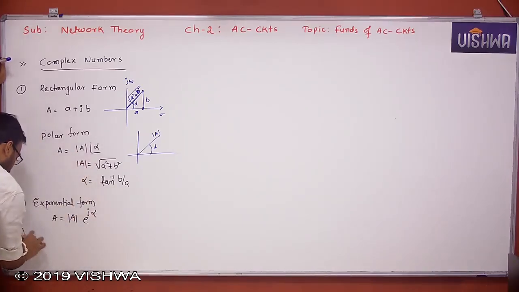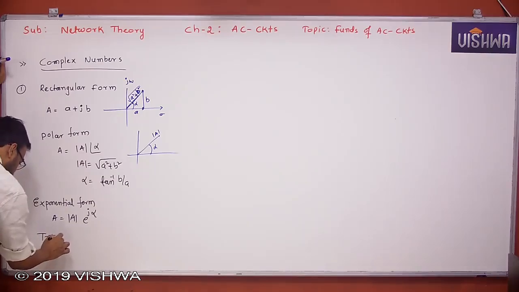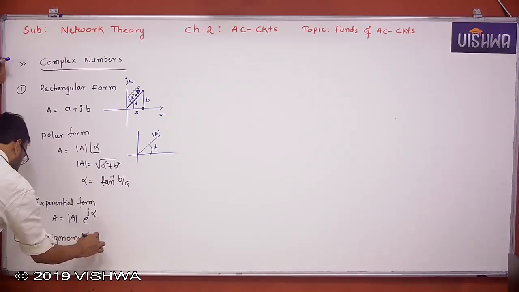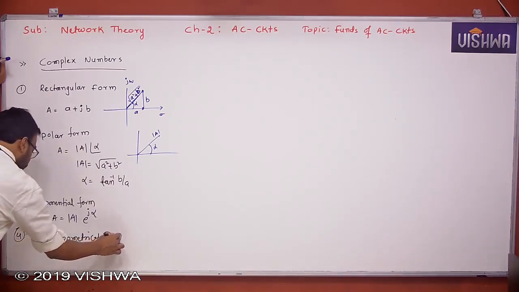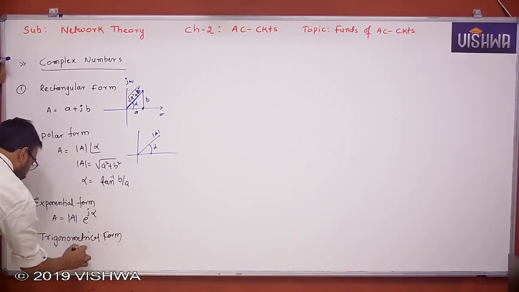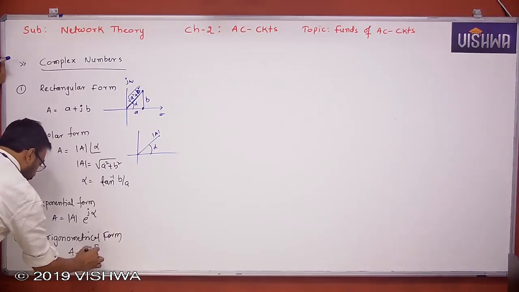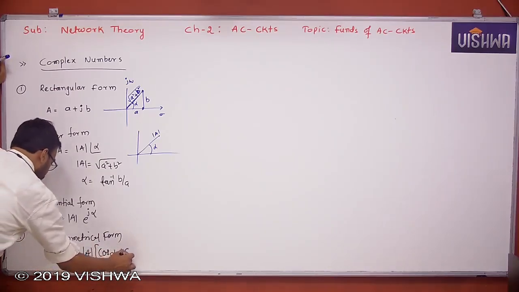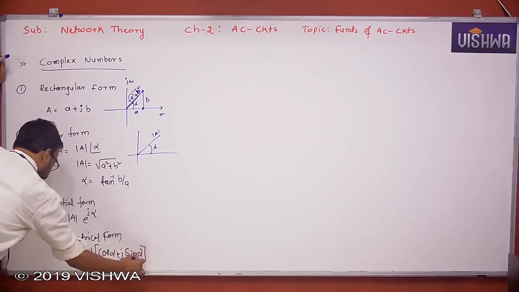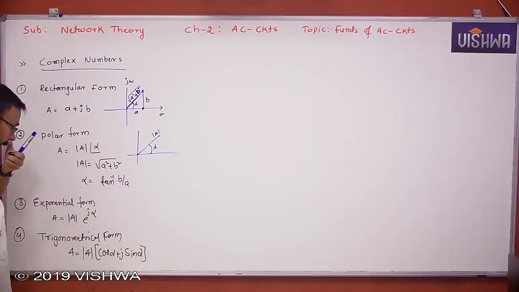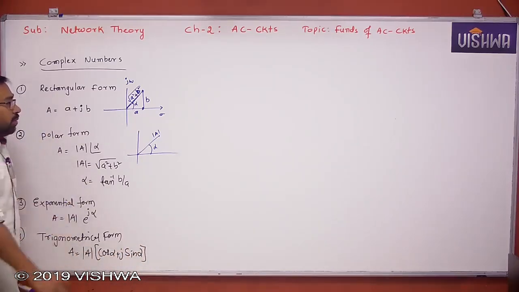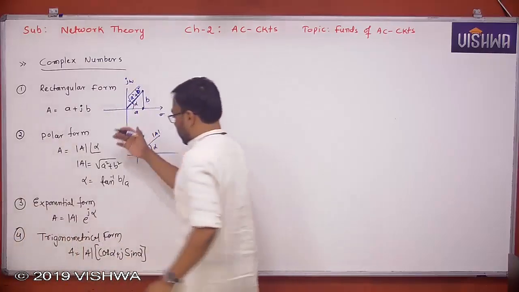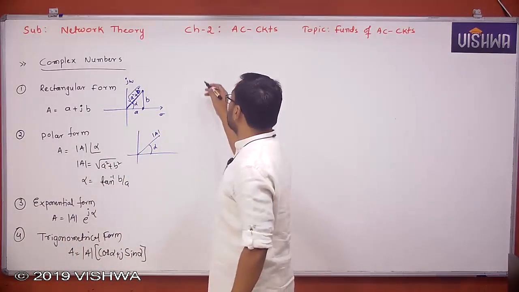Fourth one is trigonometrical form. A is equal to mod A of cos alpha plus j sin alpha. Okay, so magnitude A you know very well what is that value, and alpha value you know very well. So these are all various representations, and you can also see the transformation.